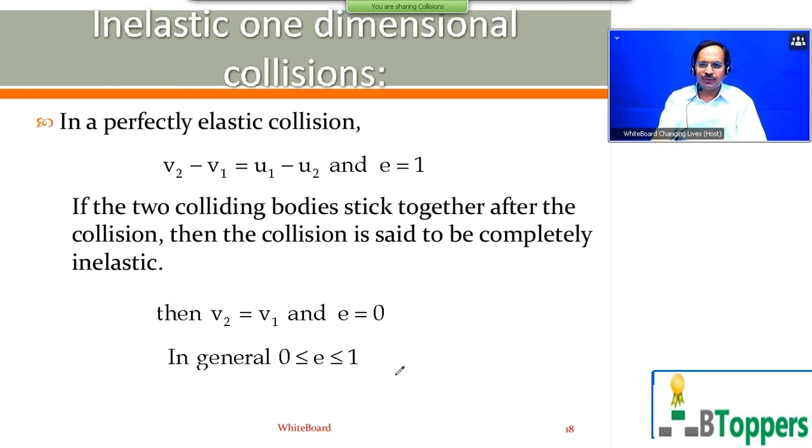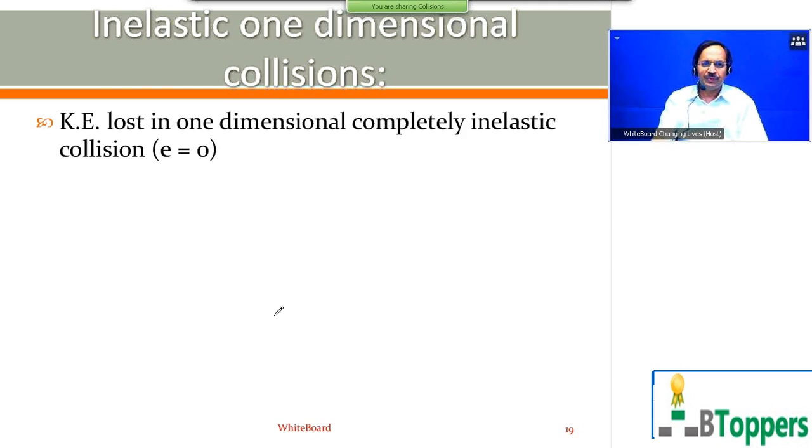In case you need more time to copy the notes, you can take a pause. I am going to show you the continuation for this. Kinetic energy lost in a one-dimensional completely inelastic collision, that is when e is 0, equals half times m1 m2 divided by (m1 plus m2) into (u1 minus u2) whole square.